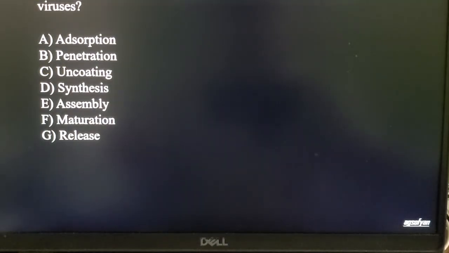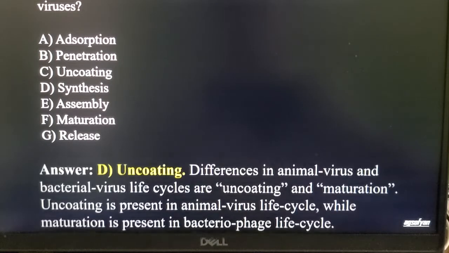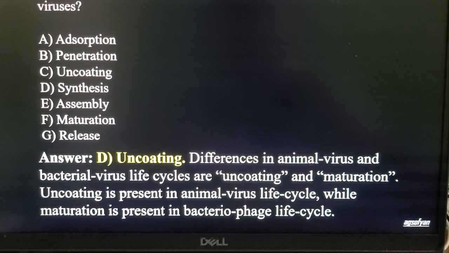Now, how about in animal viruses? Which of the following phases only exists in animal viruses? Absorption, penetration, uncoating, synthesis, assembly, maturation, or release. Which one is only in animal viruses? Choose your answer. Yeah, the answer will be uncoating. This is very specific for animal virus. It is not present in bacterial viruses.